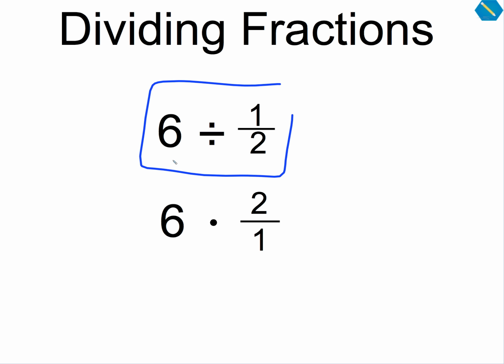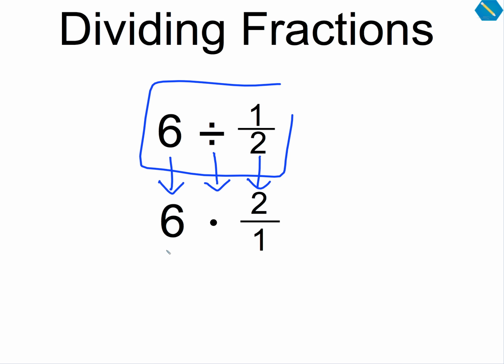The way that you divide fractions is you keep that first number the same, which was 6. You change your division to multiplication, and you take the reciprocal of 1/2, which is 2/1. Now this gets a little tricky because do you multiply the 6 times 2 or the 6 times 1 or both, or what happens? So let's change 6 into a fraction so that it's a little bit easier to understand.